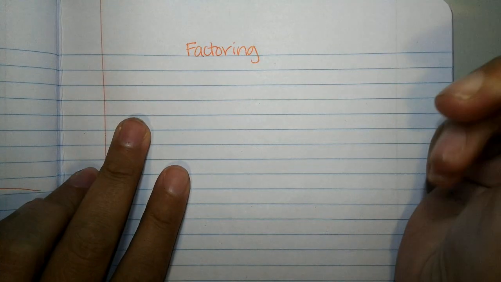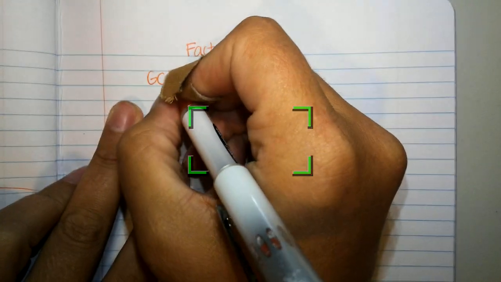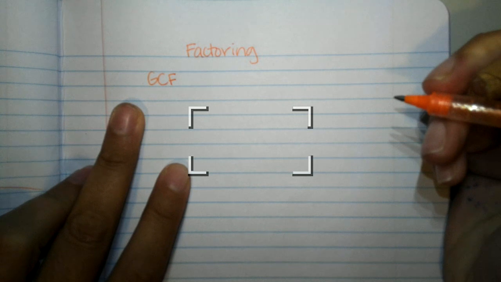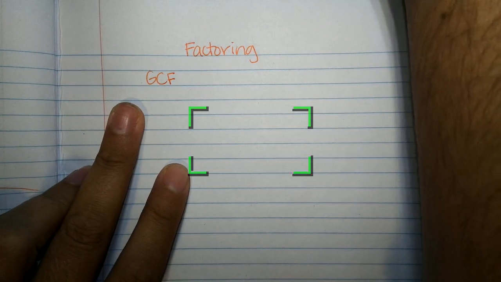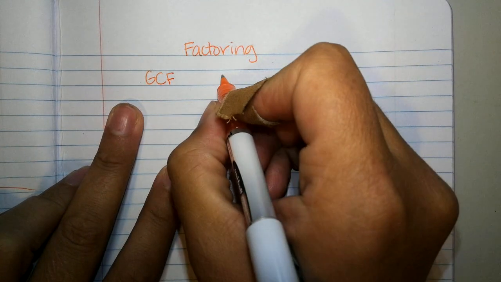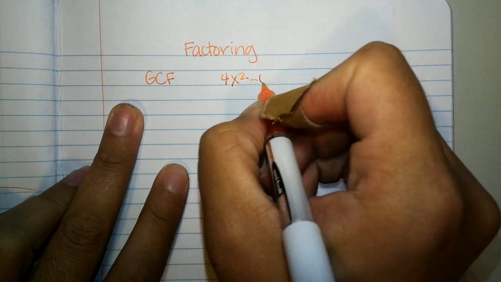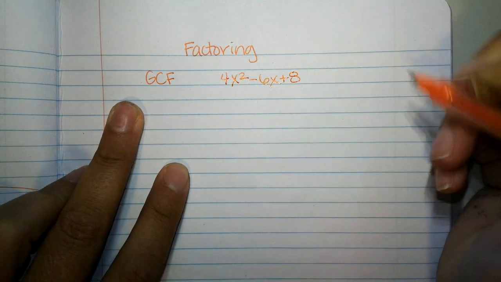We're going to cover a couple other examples that I did not cover on the videos. The first one we're going to talk about is factoring out the GCF, or the greatest common factor. So the biggest number that they have in common that I can pull out of everything. So our first problem, we've got 4x squared minus 6x plus 8.